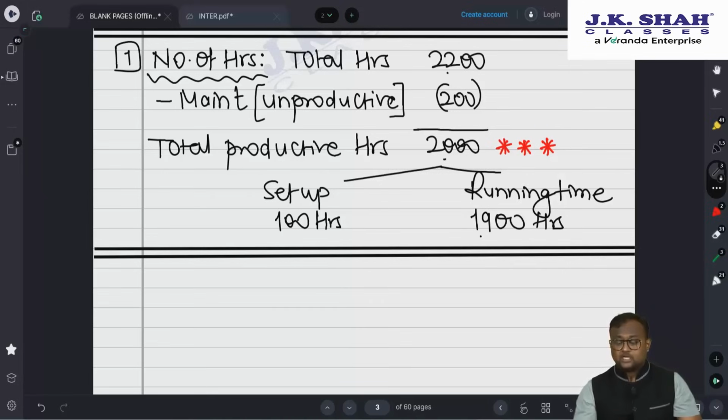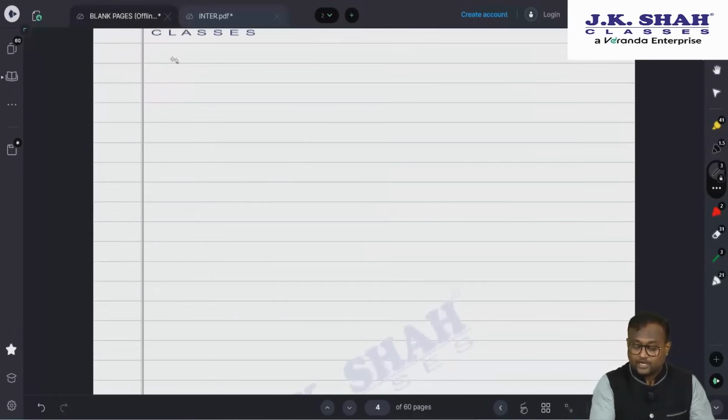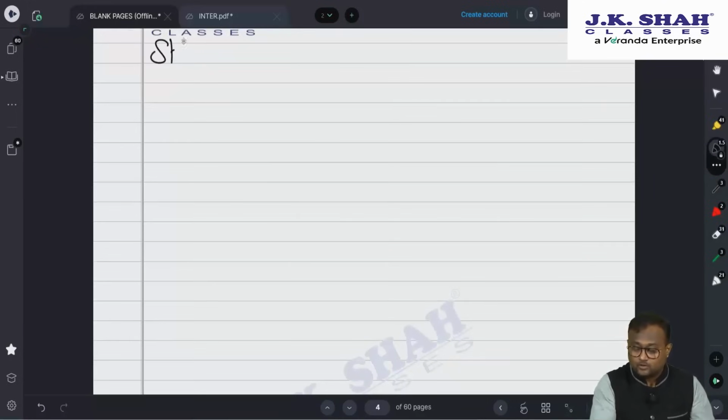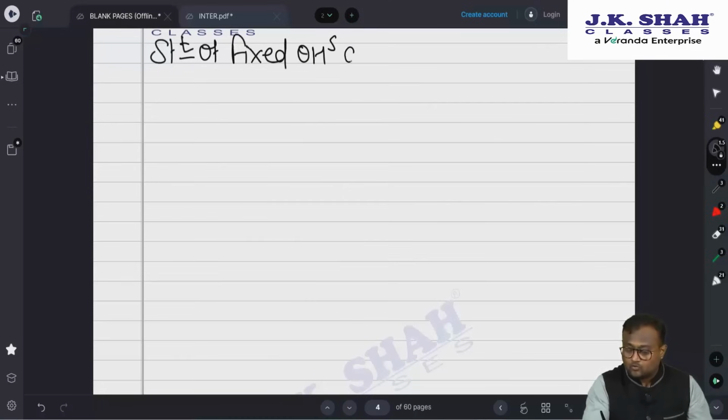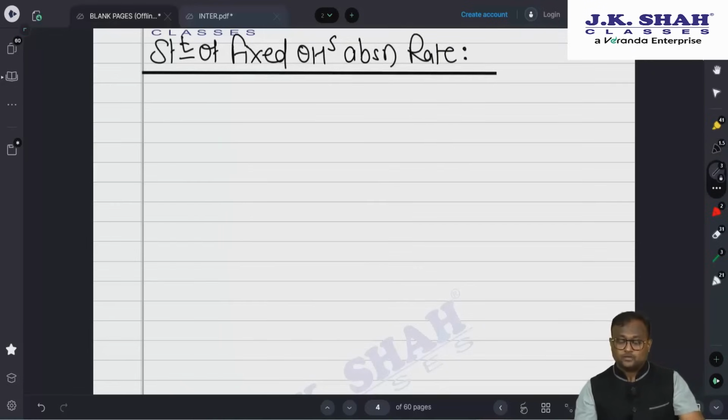Since there are 3 types of costs involved, one for setup, one for running exclusively, and one fixed cost, the first thing we will have to find out is the fixed overhead absorption rate.